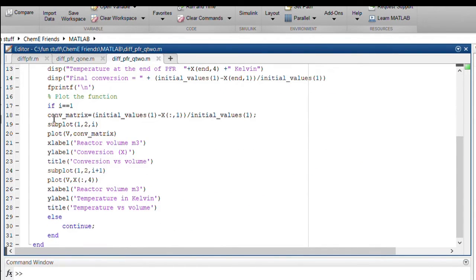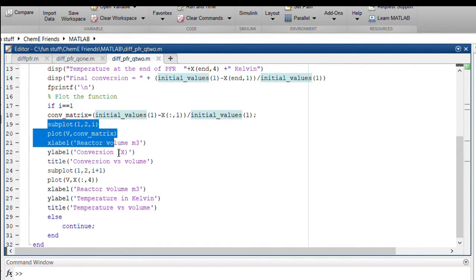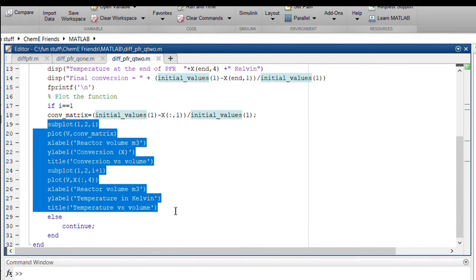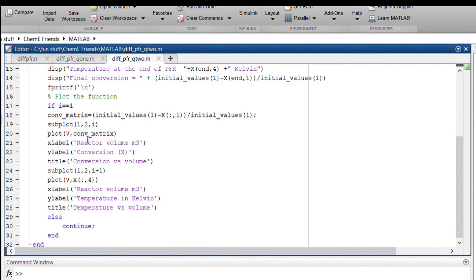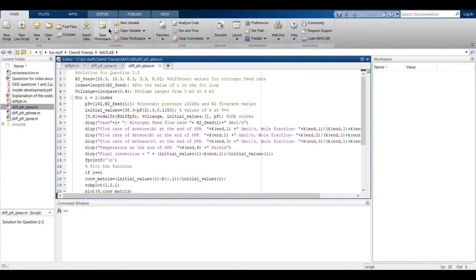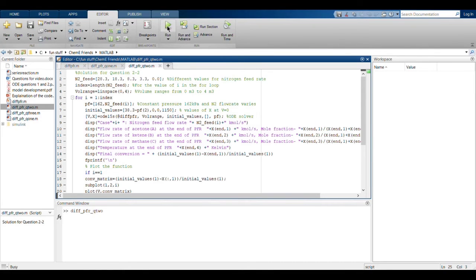And I have plotted conversion. I've created a matrix called conversion, which is the initial value minus the final value divided by the initial value, and we will make a subplot and find out what happens to the conversion with the volume, as well as a plot of the temperature along with the volume. All right, so let's run the code. We'll go to the editor and run this code.